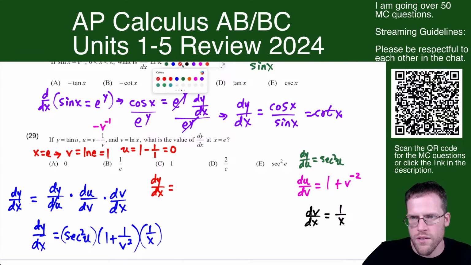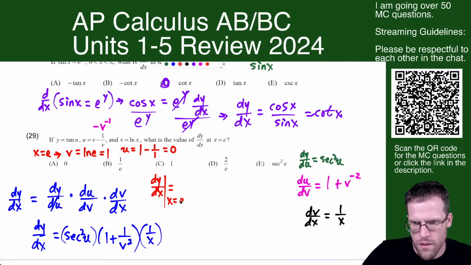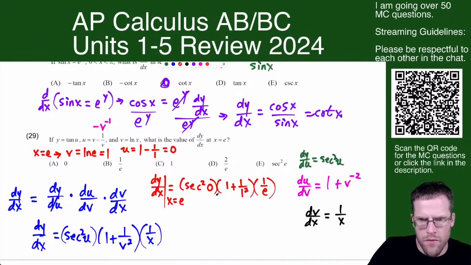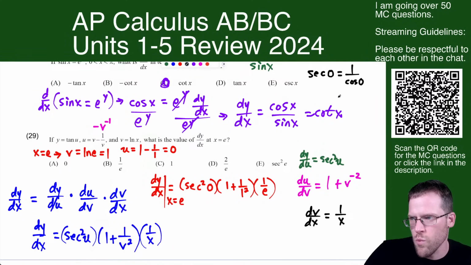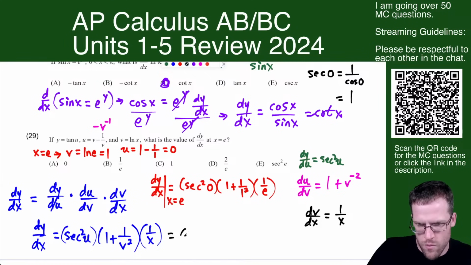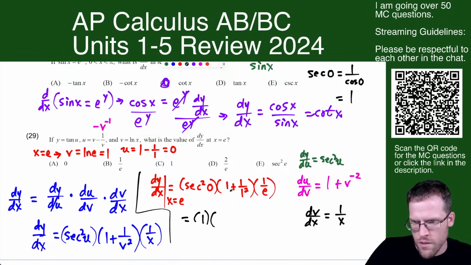Okay, so now I plug all of this in. We have dy/dx at x equals e equals secant squared u, where u is 0. So I'm going to have secant squared of 0 times 1 plus 1 divided by 1 squared, and then times 1 over e, since x is equal to e. And for the remainder here, just know secant of 0 is 1 over cosine 0, and cosine of 0 is 1, so this is 1. So this equals secant squared 0 is 1, times 1 plus 1 is 2, times 1 over e. And then this just makes 2 over e. I like that one too.